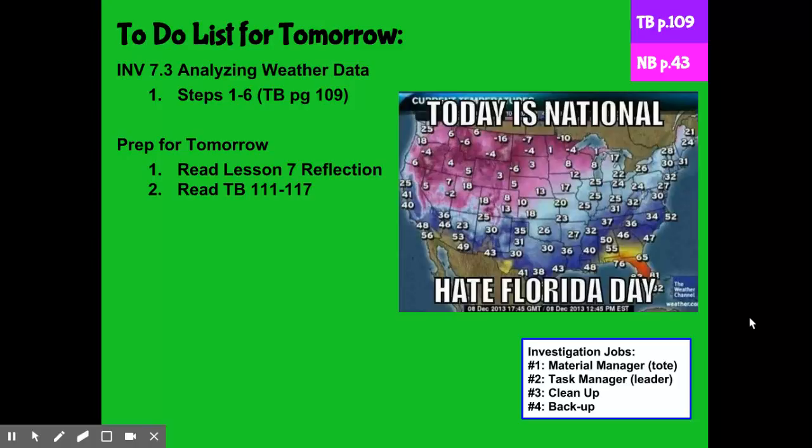Like I've said before, you're going to be using the data from 7.1 to create a graph or multiple graphs in 7-3, and then analyzing all that information in a series of questions. When you get done, you could read Lesson 7 Reflection, or all of the articles on textbook pages 111 to 117.